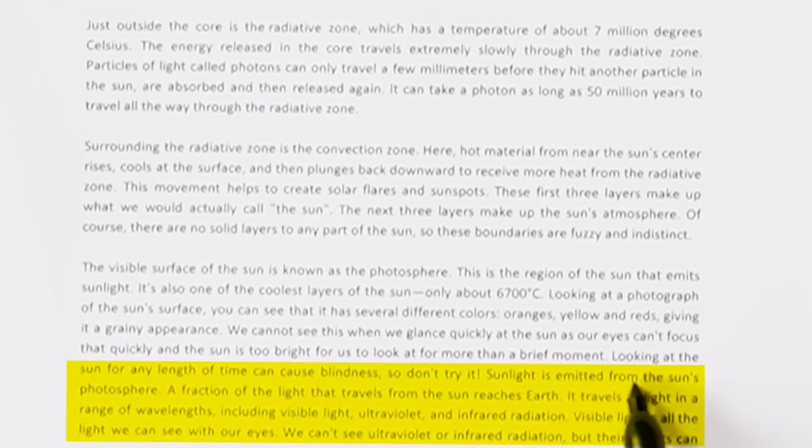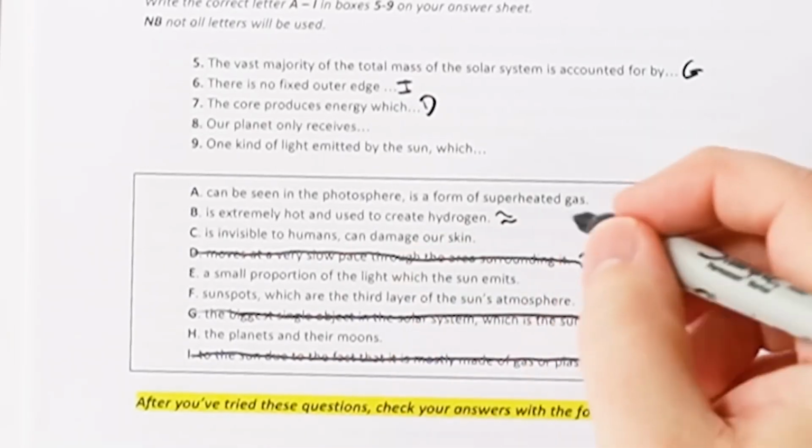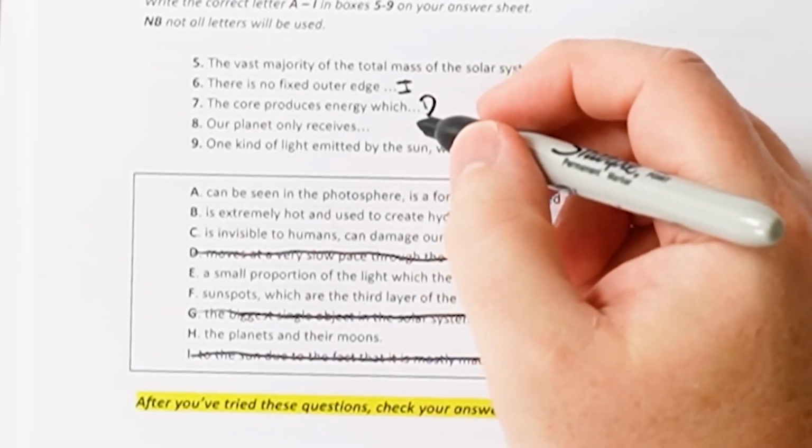So sunlight is emitted from the sun's photosphere. A fraction of the light that travels from the sun reaches Earth. A small proportion. So a fraction, a small proportion. These are direct synonyms. So we're going to put 8 as E. So you can see these questions are as much vocabulary questions as they are reading questions. It's testing scanning, but when you're scanning, can you identify the correct synonym?